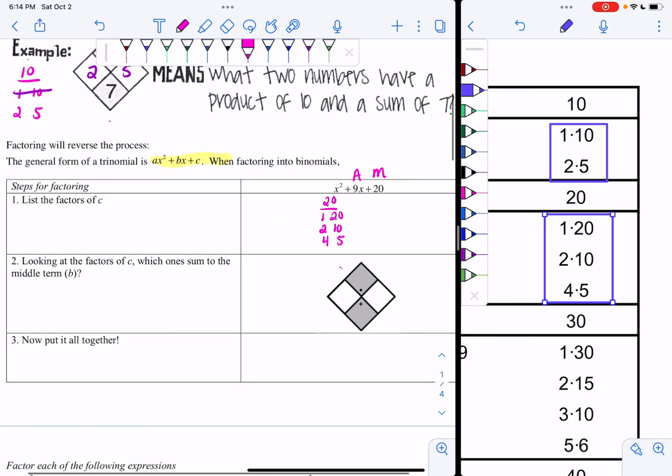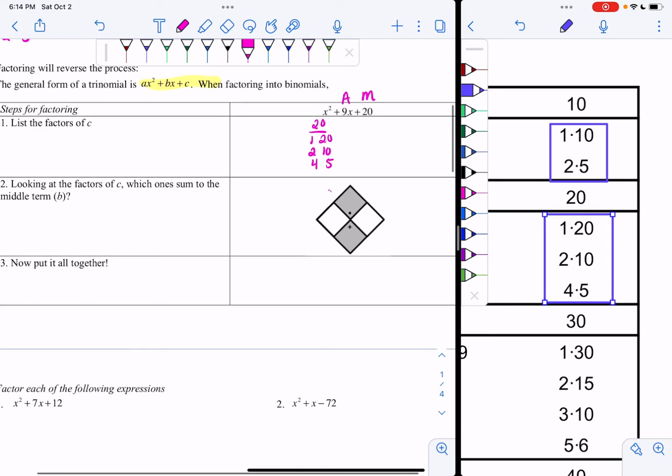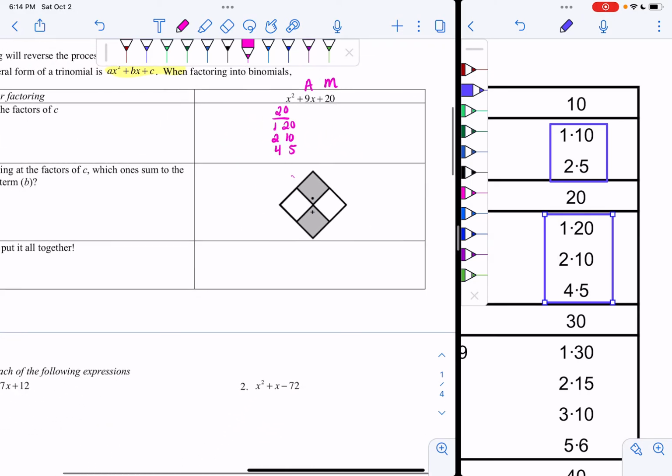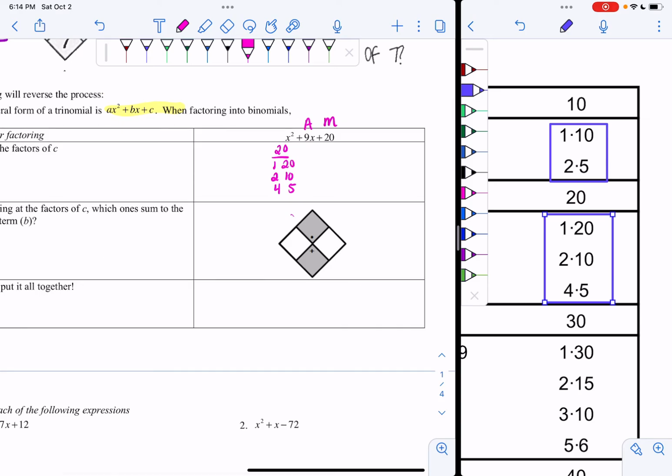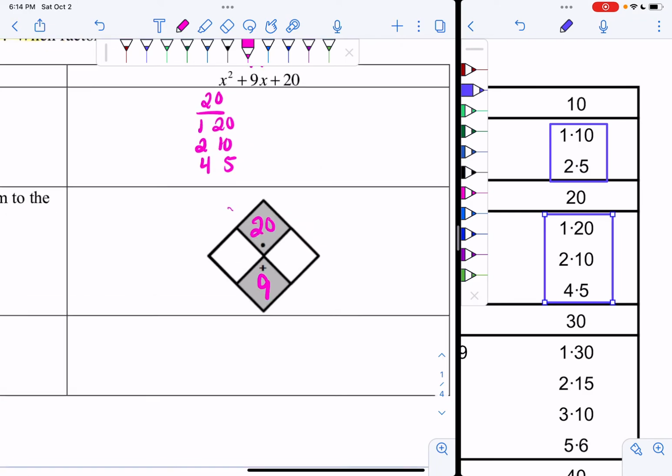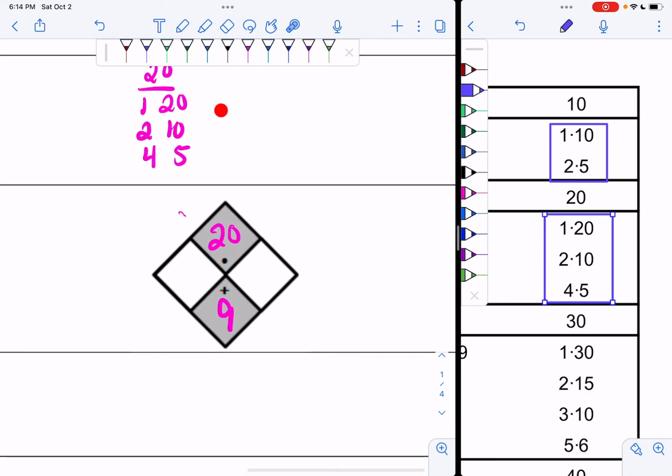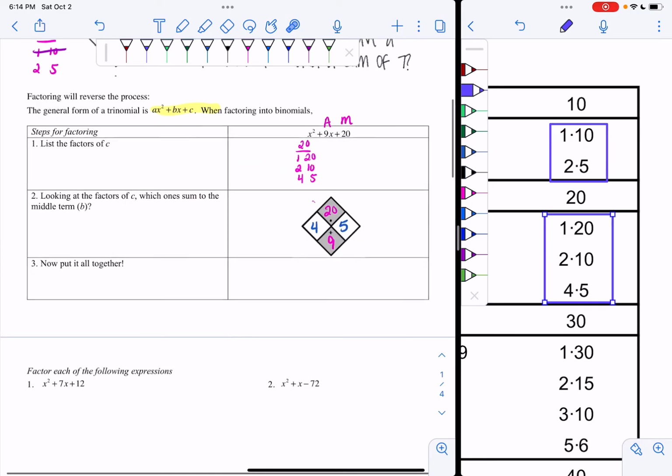Step 2 says looking at the factors of c, which ones sum to the middle term, or in this case, your 9? So we put our 20 on the top of our diamond and our 9 at the bottom. I know 1 and 20 won't work, 2 and 10 won't work, but 4 and 5 will. So I put my 4 and my 5 in here, and 4 times 5 is 20, 4 plus 5 is 9. That works.